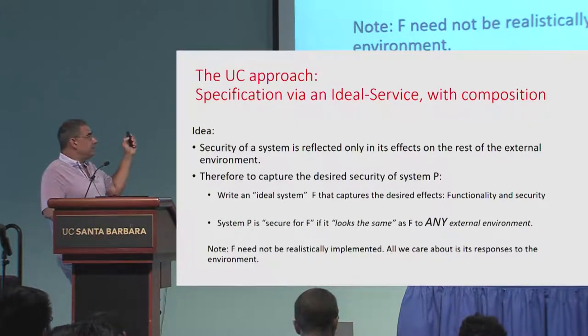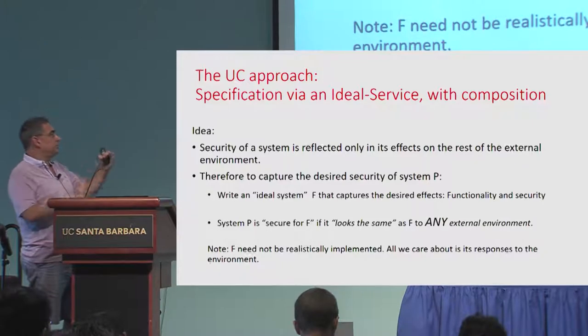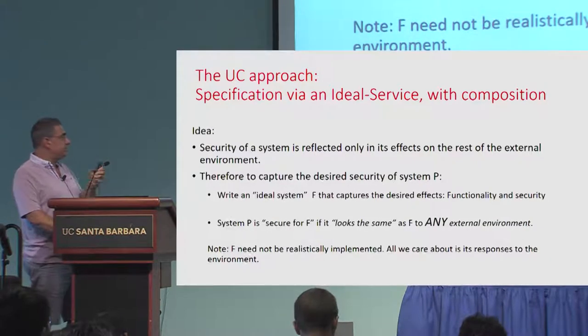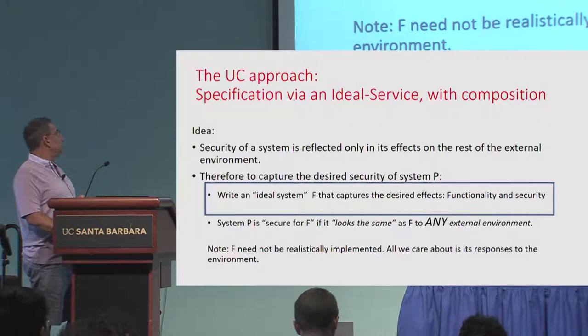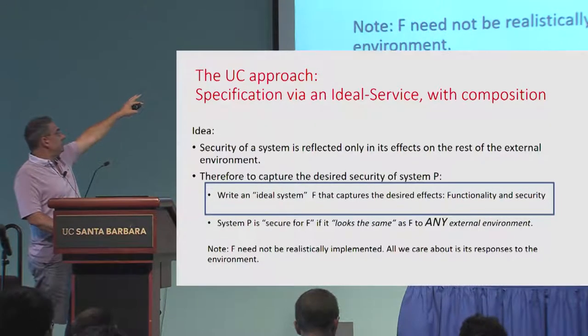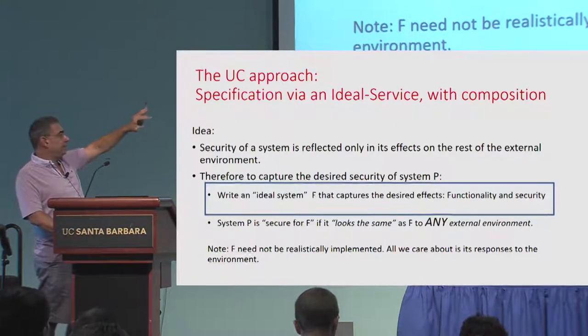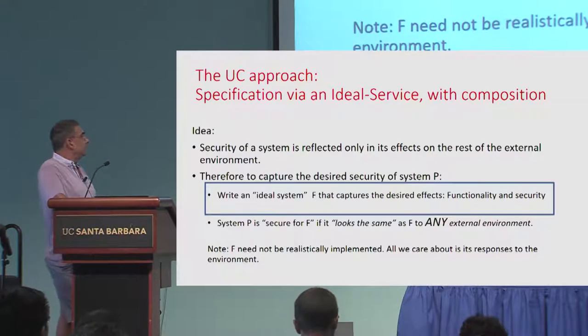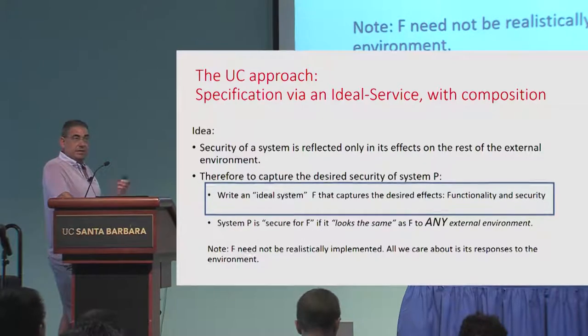But the point is that F is just there in order to specify the effects. You don't really care about the specific efficiency of how F is written, although for composition, we need F to still be polynomial time. But the point is that this is the core of our exercise, because this is going to be the API. And the API is going to be this F that captures within it both the functionality and the security. We need an API that on the one hand we can realize, and on the other hand we can use.